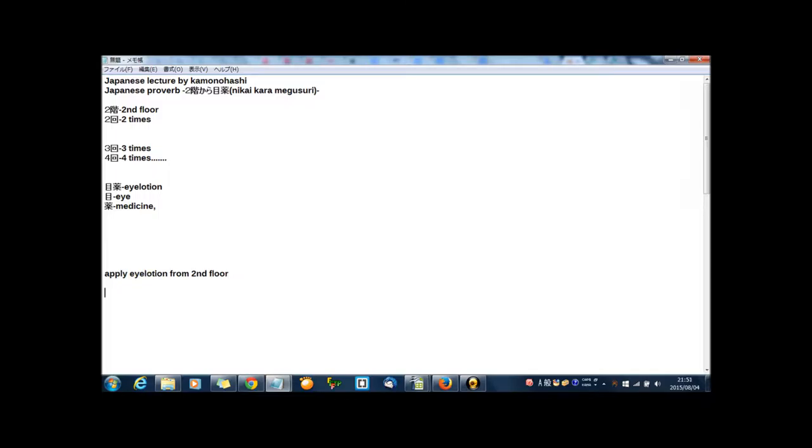And the meaning of this Japanese proverb is very difficult and frustrating.